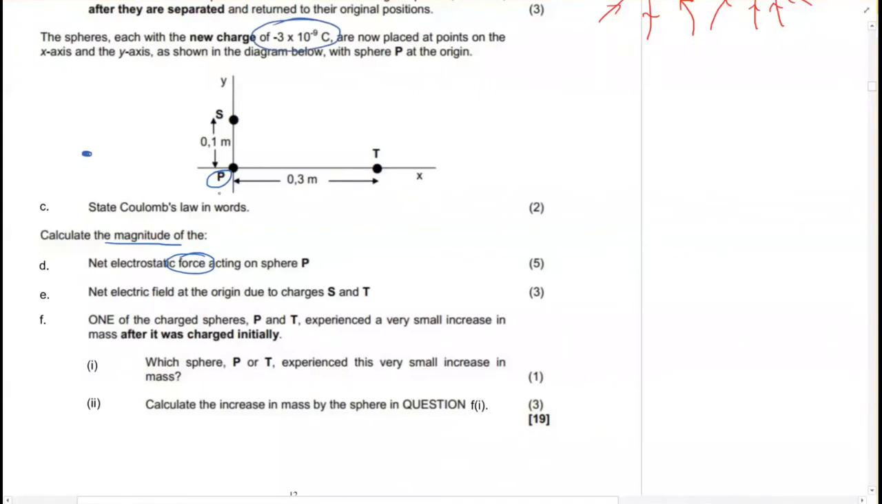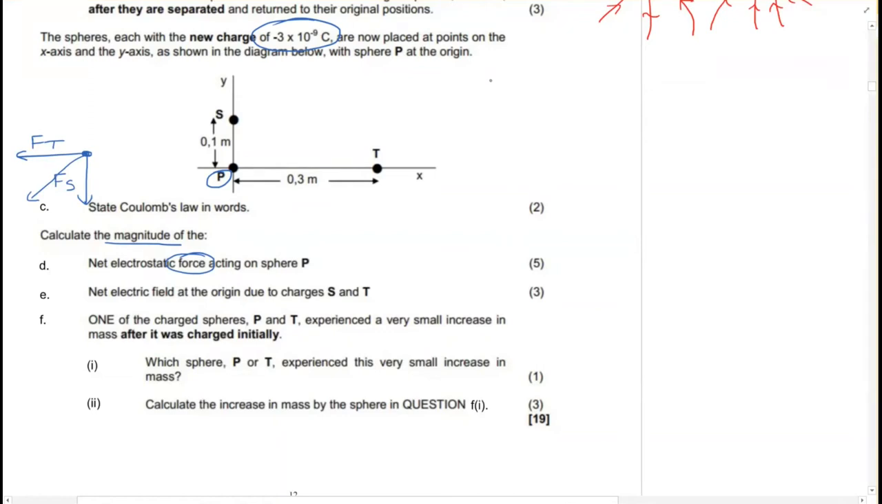So P will be repelled downwards because of S. So it experiences a force downwards because of S. And it will be repelled towards the left because of T. So those are your two forces giving you a resultant force in that direction. Okay. Now we just need to go and calculate the magnitude of these two forces.